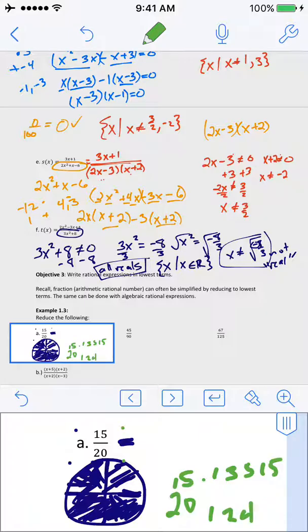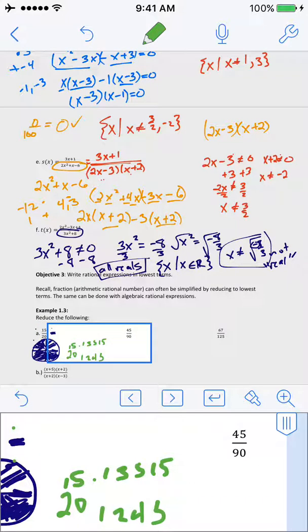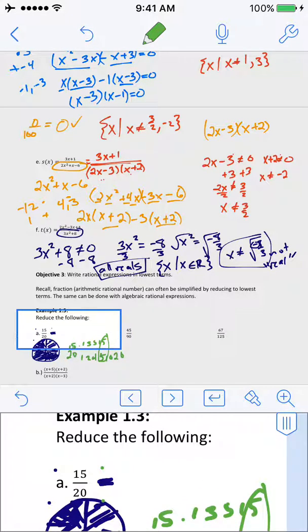4, and 5, and 10, and 20. Okay, so it looks like they have 5 in common, right? They have a 5 in common. So I'm going to divide each by 5. Divide by 5, divide by 5.